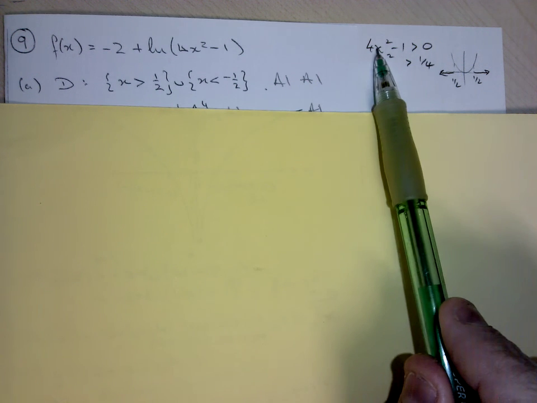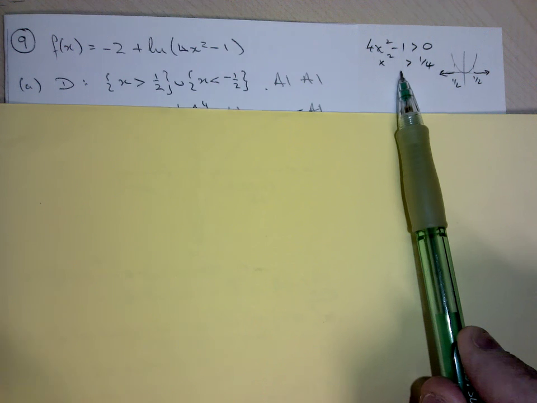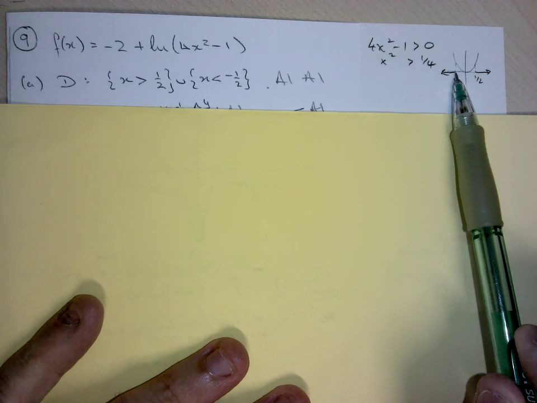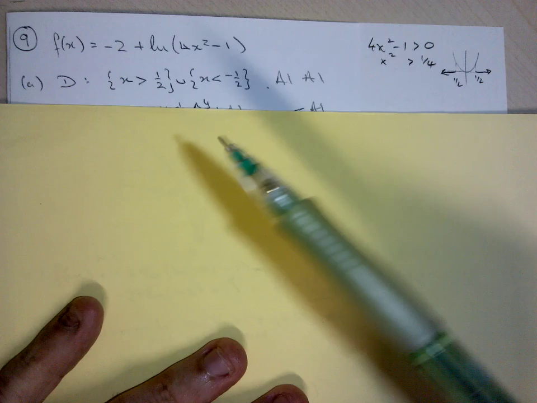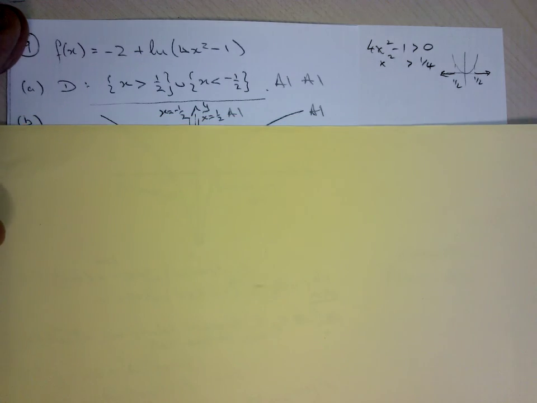So I set up 4x² - 1 has to be greater than 0. And that's going to lead me to the solution that x has to be bigger than a half or less than negative a half. So there's my domain, the largest possible domain for that function.